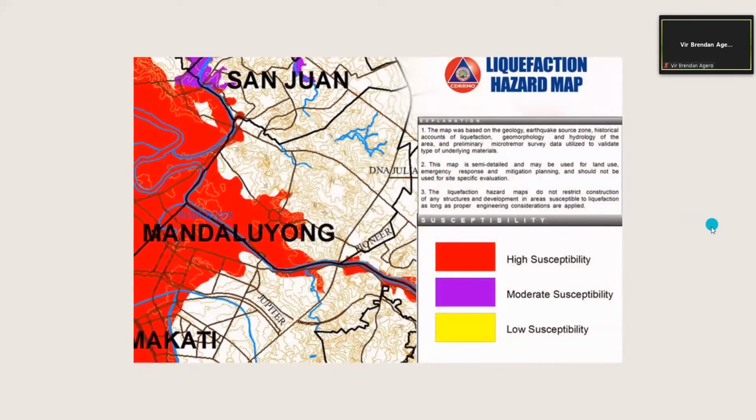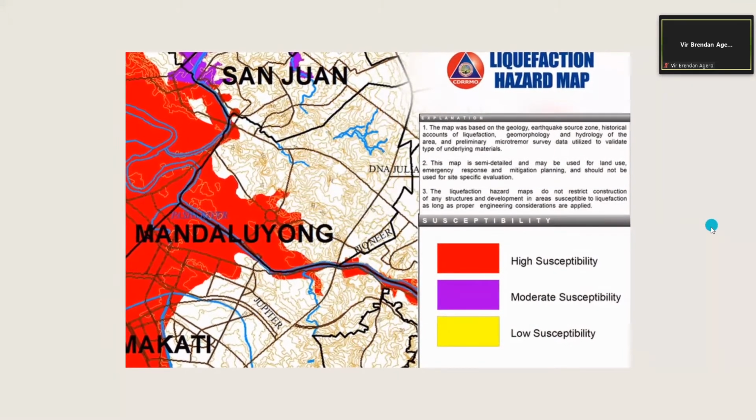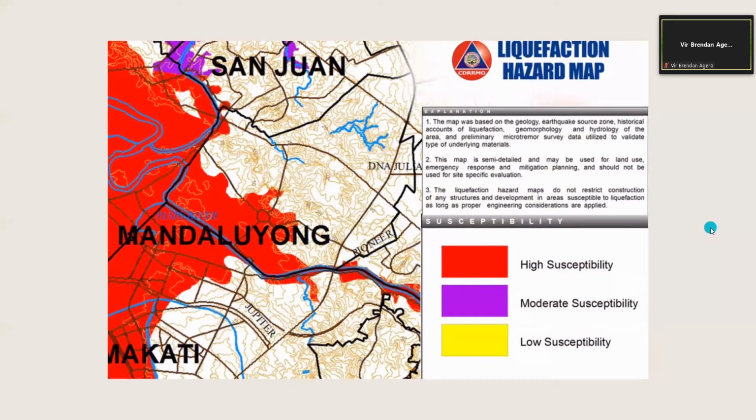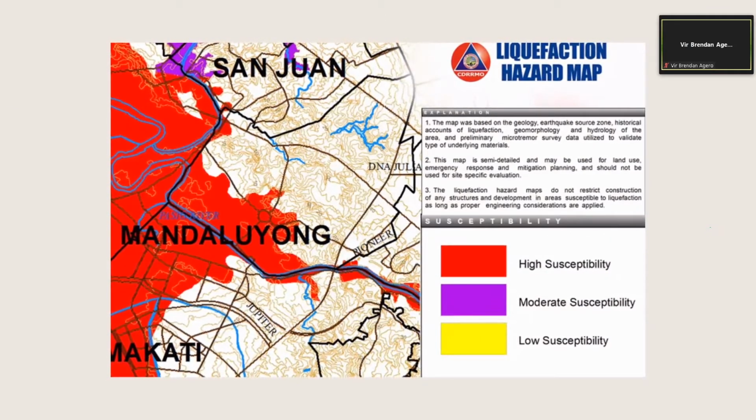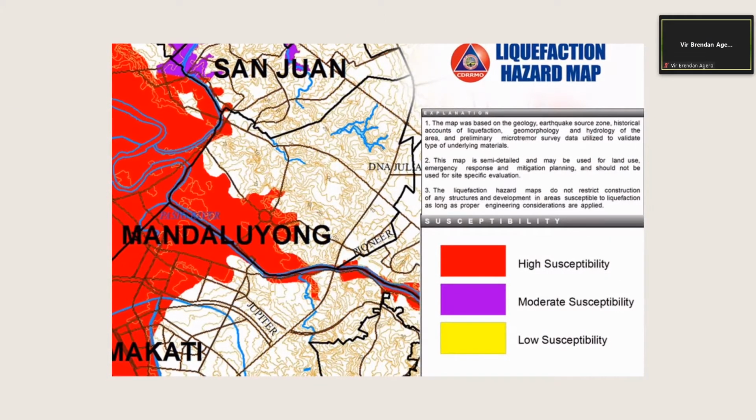So, using this liquefaction hazard map, we can see that Mandaluyong is highly susceptible to liquefaction, and this is because of its lithology. It is mainly composed of loose alluvium.